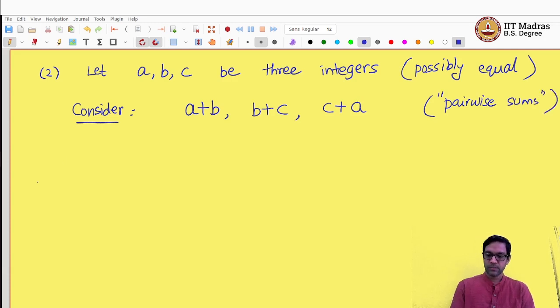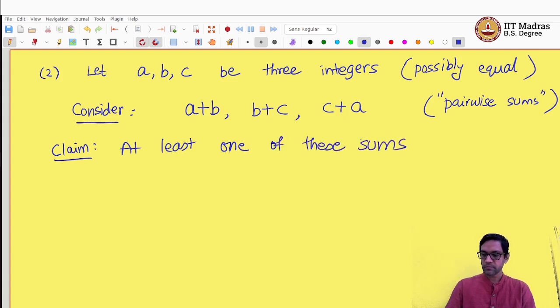Now, the thing that we have to prove or observe is the following: that out of these three pairwise sums, at least one of them is an even number. So here's the thing that we prove. There's our claim. At least one of these three pairwise sums is an even number.